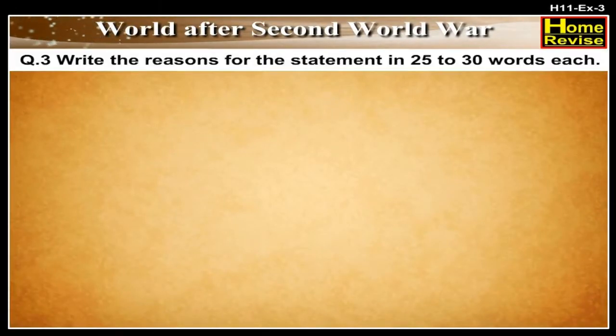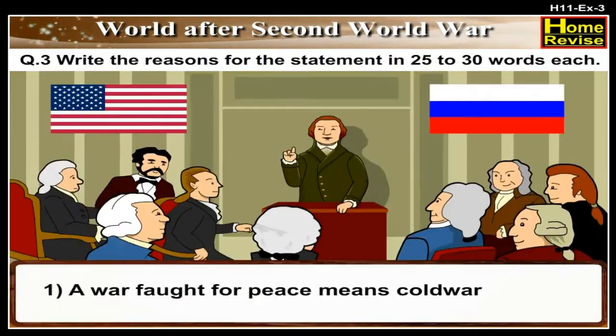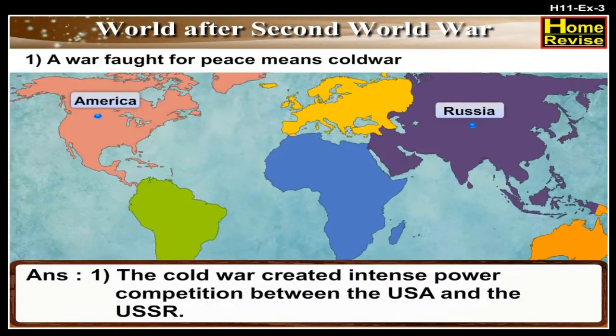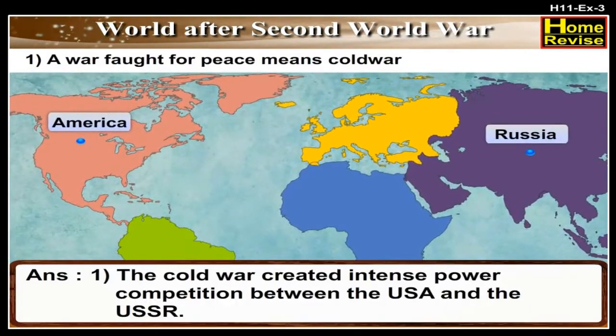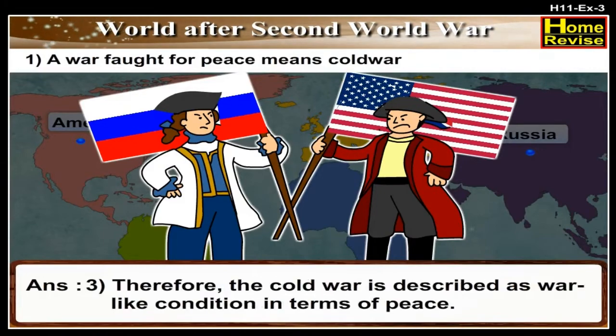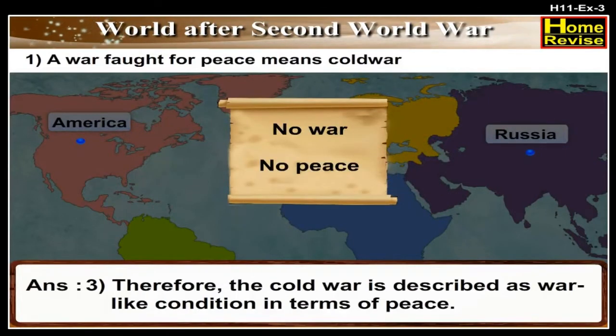Question number 3. Write reasons for the statement in 25 to 30 words each. Number 1. A war fought for peace means Cold War. Answer. Number 1. The Cold War created intense power competition between the USA and the USSR. Number 2. It created a tense warlike condition without outbreak of war. Number 3. Therefore, the Cold War is described as warlike condition in terms of peace.